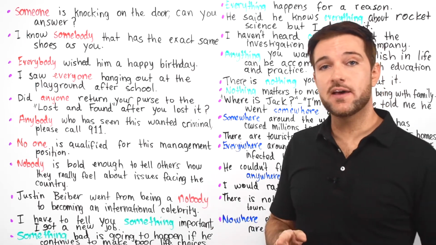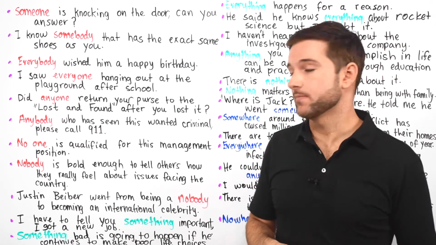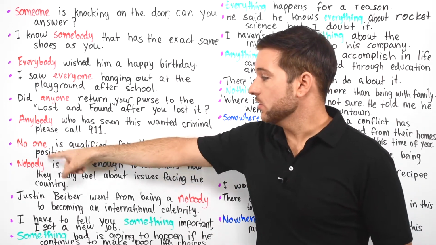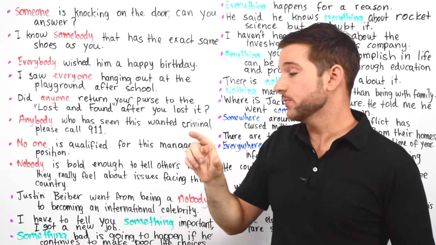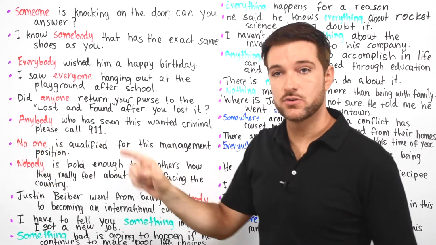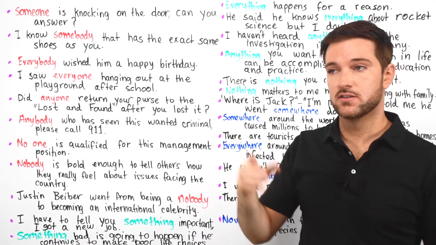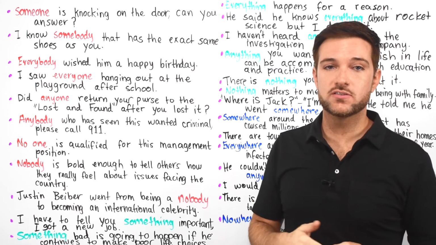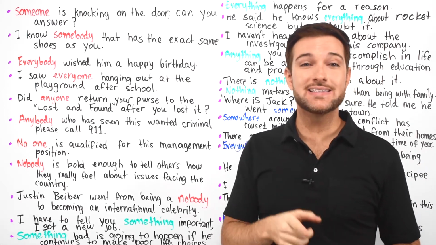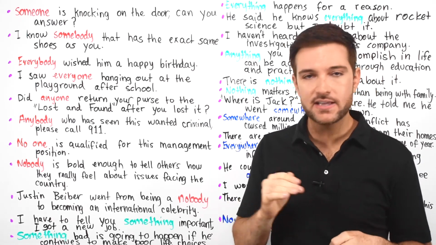Okay, finally we have the words no one and nobody. Notice here, guys, that there is a space between the words no and one. It's separate words, no and then one, not together. No one is used as a pronoun, and it means not a single person, nobody.